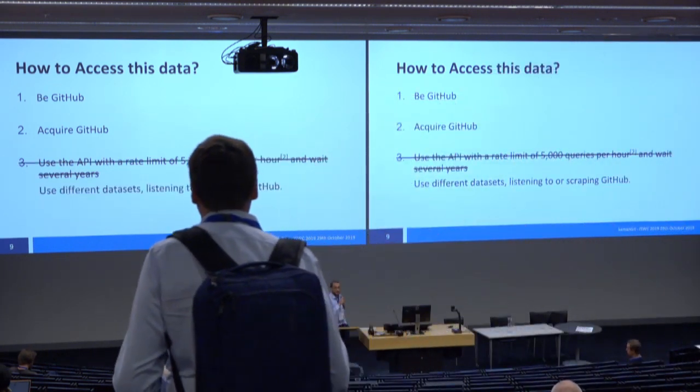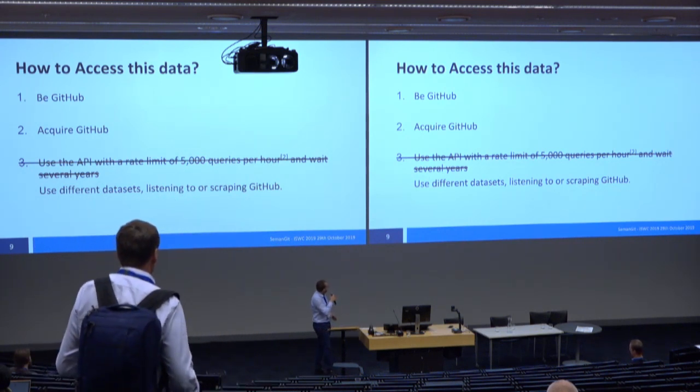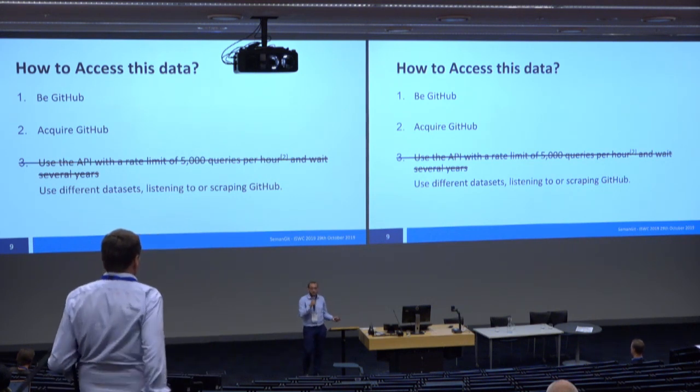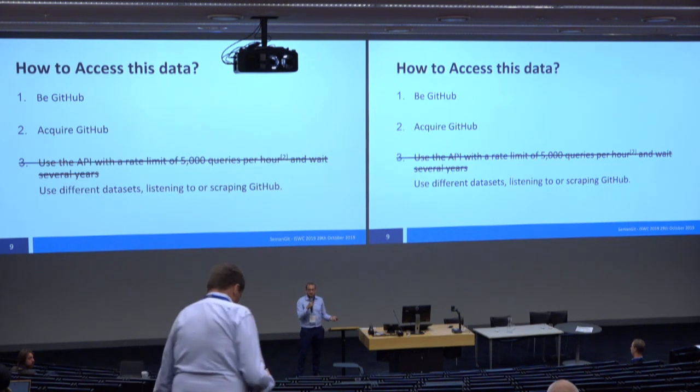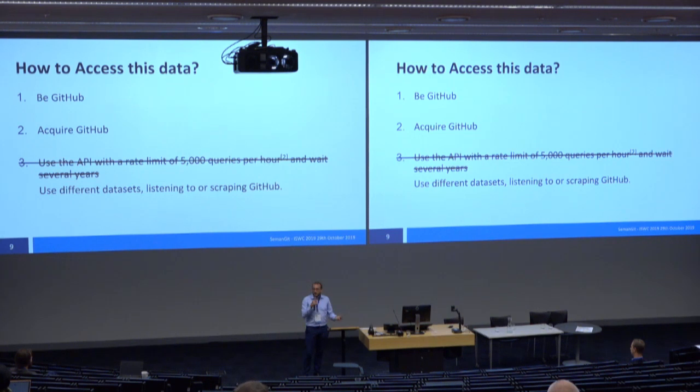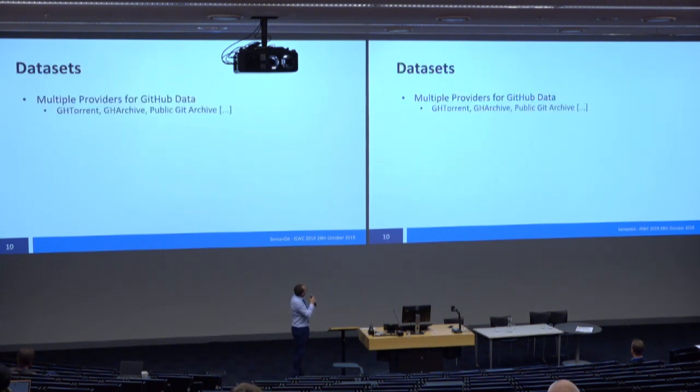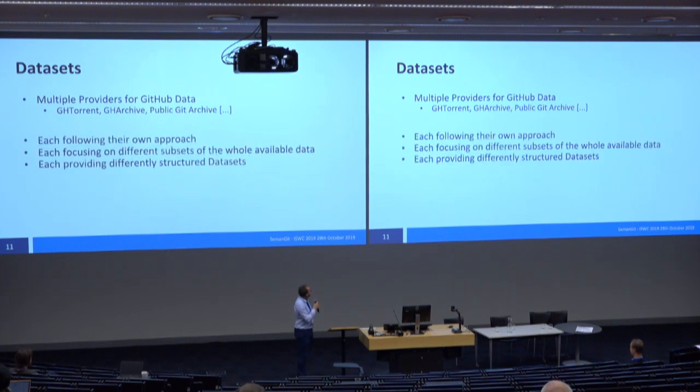So this is no option at all, but thankfully there were some other researchers who already collected data sets mirroring Git. And these approaches use, for example, listening to event handlers or directly scraping the GitHub API. And for these data sets, we have, of course, different providers. For example, GHTorrent, GHArchive, the public Git archive. And the problem is that each and every one of these data sets, or data mirrors, follows its own approach. They have their own data models. They are focusing on different subsets of the data, depending on the methodology they use for mining GitHub. For example, some are only representing events occurring, others are mining the user database.